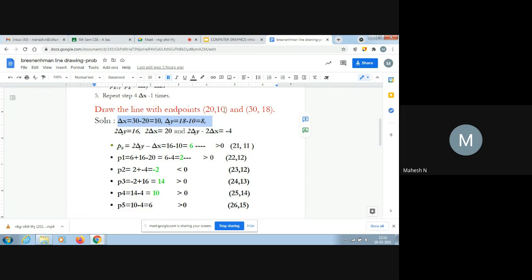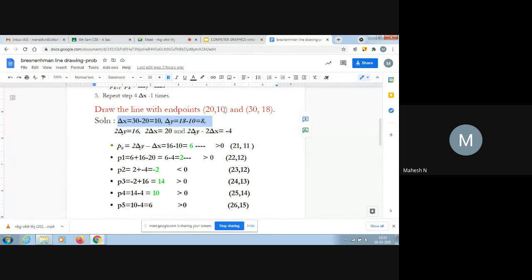From a particular point, if my previous point was xk, yk, I will be going to xk plus 1, yk or xk plus 1, yk plus 1. So if I am at 20,10, I need to decide whether I need to go for 21,10 or 21,11.